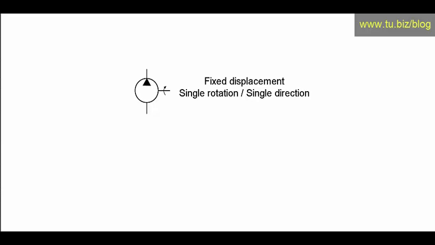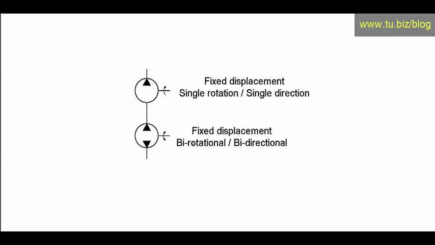Now we can move to the next pump, and we have a fixed displacement, birotational, bidirectional. You see bidirection again in the symbols. It shows flow can go in this direction or it can go in this direction. So it's bidirectional on the flow, and birotational, as you can see on this arrow over here, means the shaft can rotate either right hand rotation or left hand rotation on this pump.